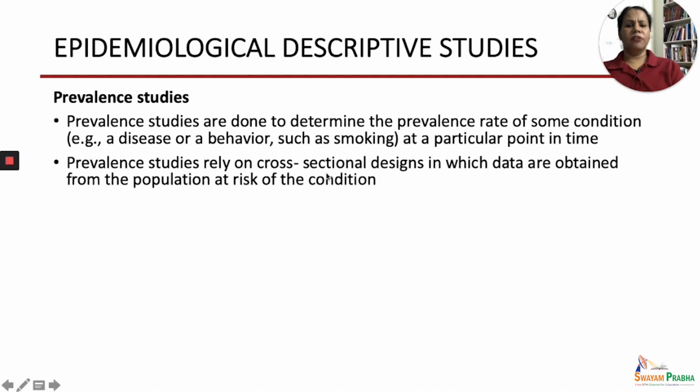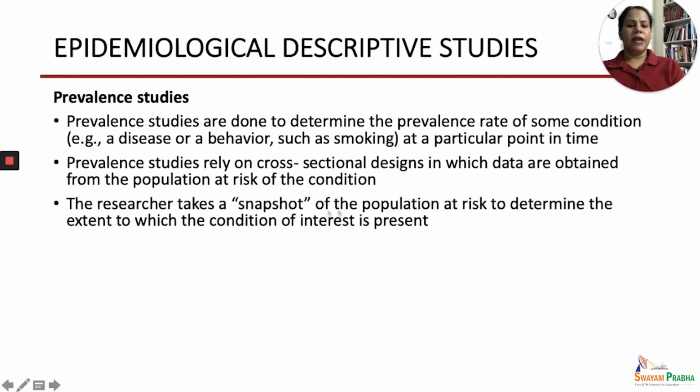So prevalence studies rely on cross-sectional design. Here cross-sectional designs are used in which data are obtained from population at risk of the condition. So we collect the data from the subjects who are at risk of that particular disease. The researcher takes a snapshot of the population at risk to determine the extent to which the condition of interest is present. So here, rather than studying the whole population, we try to study the subjects or population at risk. A sample is studied and then we try to find out the prevalence of a particular disease.